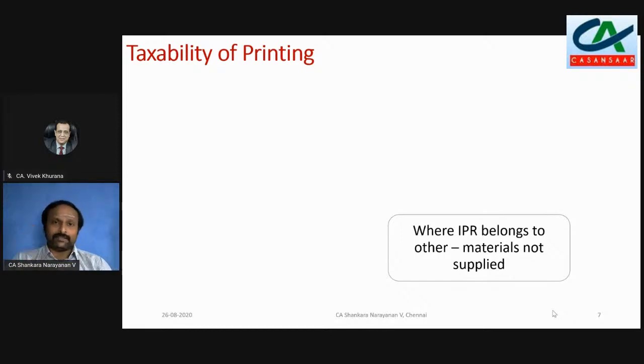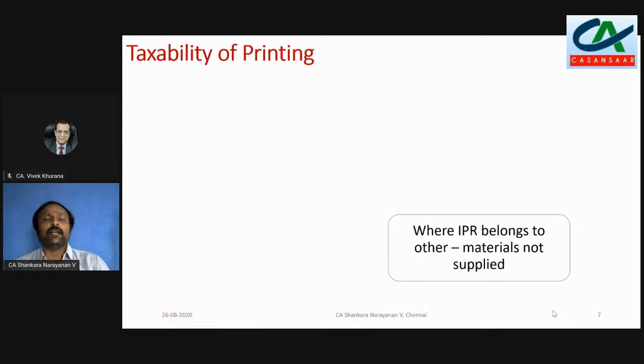In the erstwhile excise regime, printed books were considered to be a manufactured item. When I print the books, it is considered to be a manufacture. Whether I do it for myself or for another person, in either case it was considered to be amounting to manufacture and I was liable to pay excise duty. Now here I am sitting and doing the printing. I was paying excise duty in the erstwhile regime.